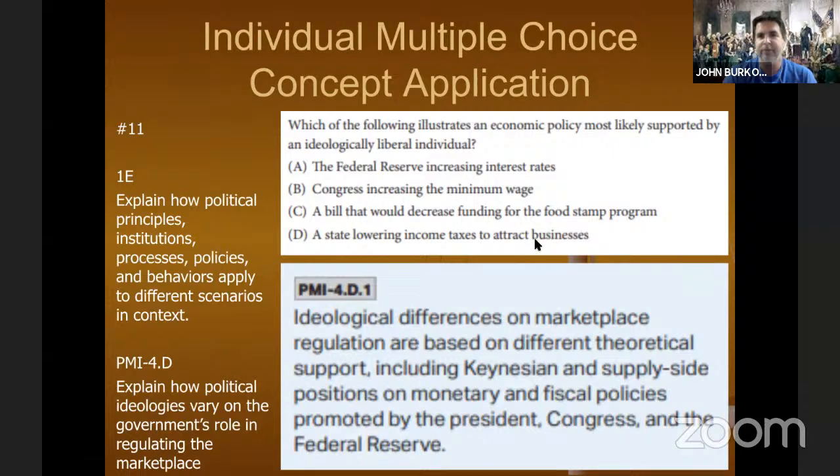A state lowering income tax to attract businesses. From a liberal point of view, they'd probably ask, are you lowering taxes for particular sectors of the population, perhaps low-income families? They probably would support that, but to attract businesses, not really consistent with liberal ideology. Again, here we go: Congress increasing the minimum wage. Notice the concept of application. They're applying real-world situations, real political policies, to these government structures. You know the rules, the what, the when. Now it's applying them.